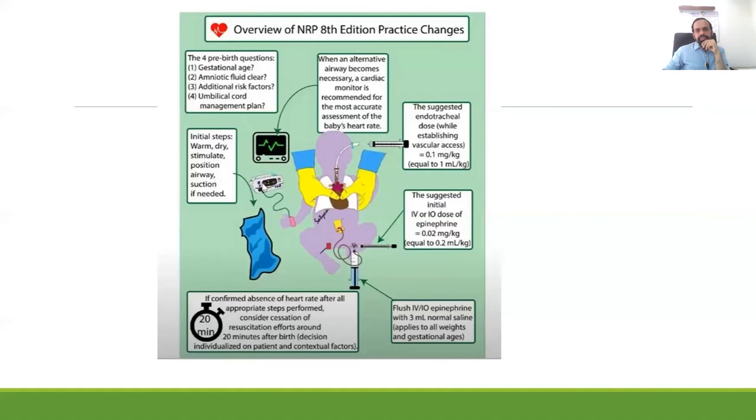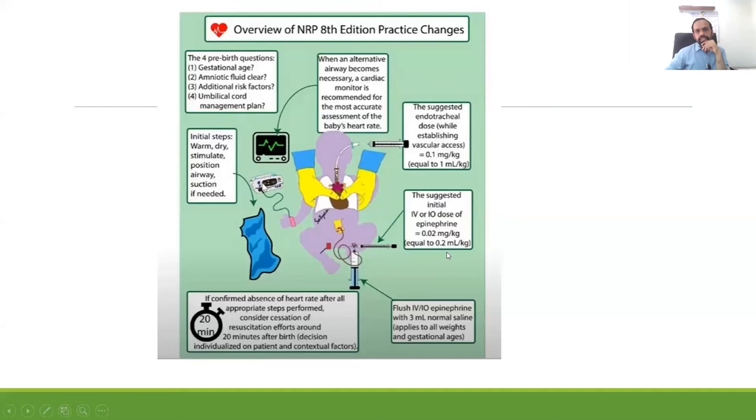And whenever we are thinking of an alternative, when you are intubating the baby, ideally the ECG should be connected. It is the most accurate method of assessment of the baby's heart rate. And the dosage of the drugs: previously it was in the range of 0.1 to 0.3 mg per kg. Now the endotracheal dose is 0.1 mg per kg. That means 1 ml per kg of 1 in 10,000 adrenaline.